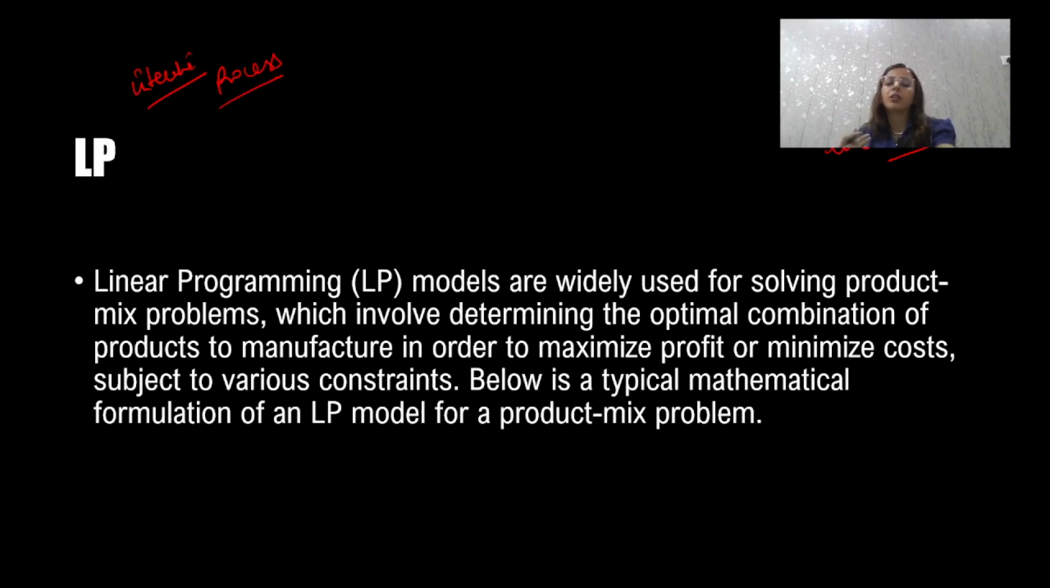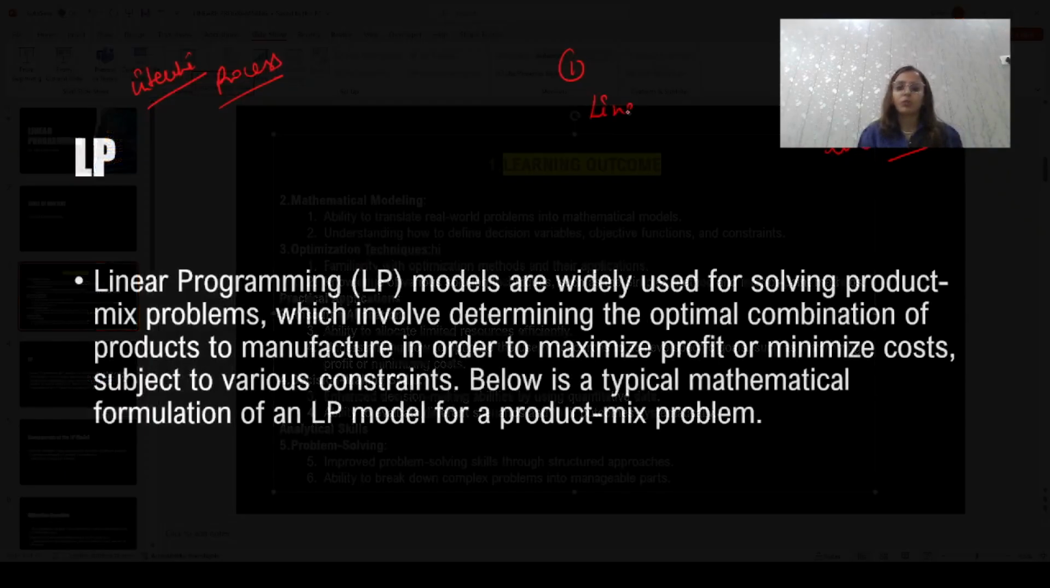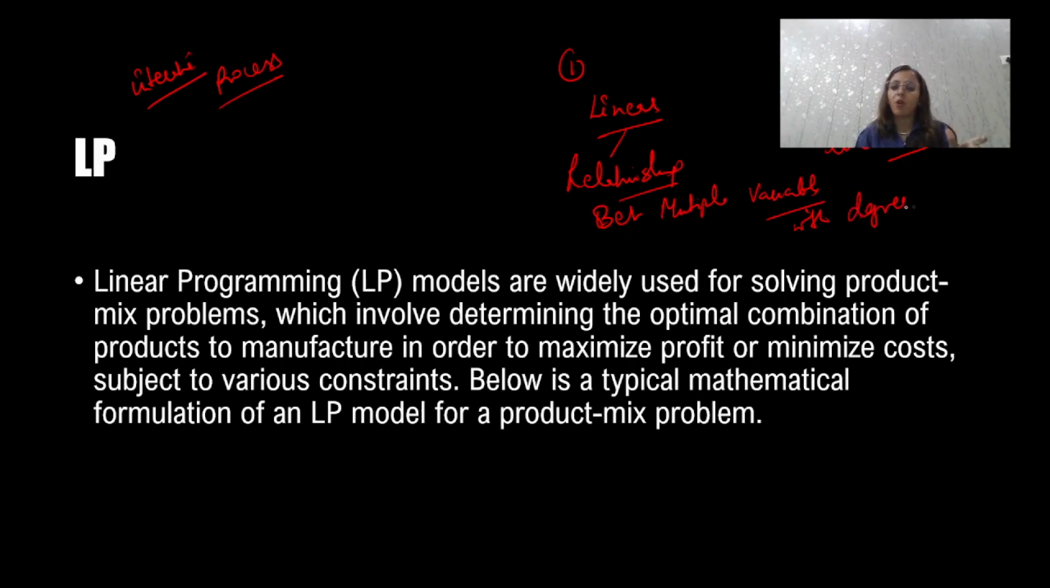But if I'm talking about linear programming, it is a combination of two words. What we say as linear programming is a combination of two words. And what are those words? The first word is linear. What does this linear define? It defines a relationship between multiple variables. What is the relationship between the different variables? Right? How can we find it? With degree one.